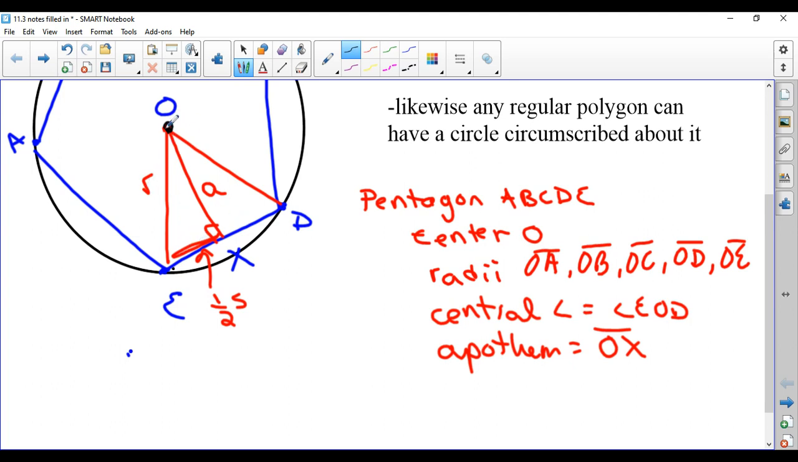And what you'll notice is that there's an isosceles triangle here formed by the central angle and one of the sides of the polygon. And then there's a right triangle when you draw on the apothem that is the apothem, half the side length, and the radius.